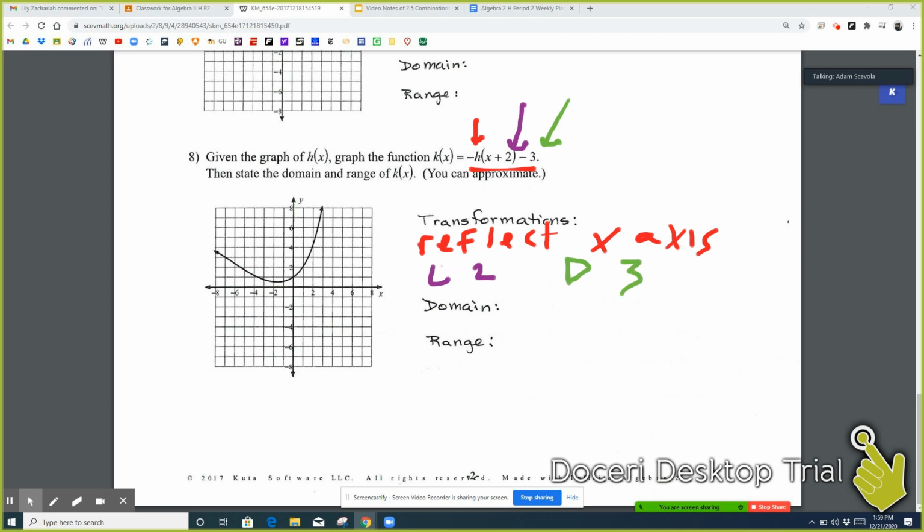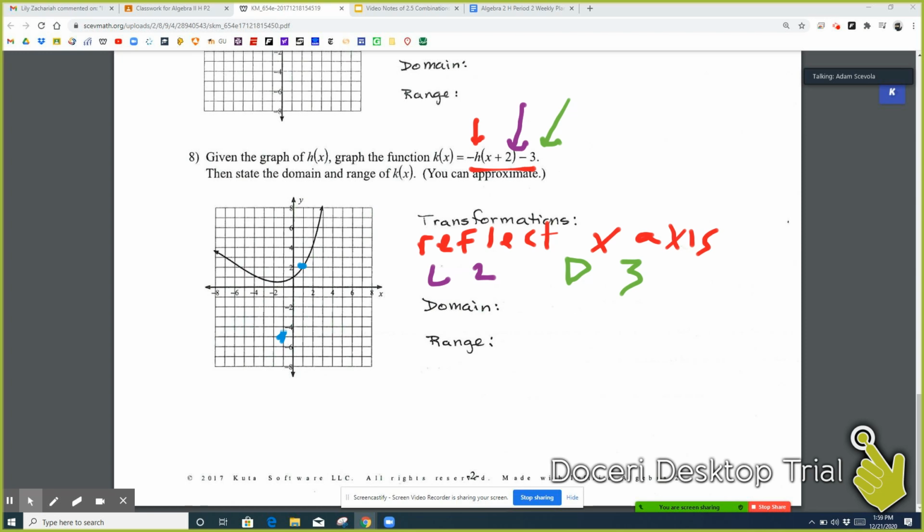So when you have to do these transformations on a graph, what I suggest is take a couple points that you know the coordinates of. So we'll do that point first. That's not 2, 2, that's 1, 2. So if we take 1, 2 and then reflect it over the x-axis, then move it to the left 2, and then down 3, we end up right there. All right, so that's 1 point.